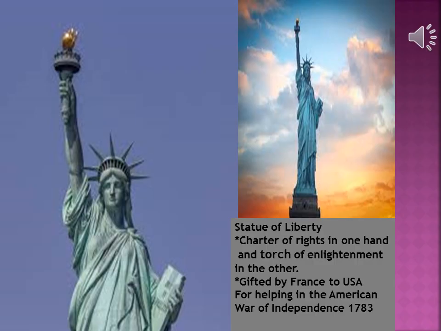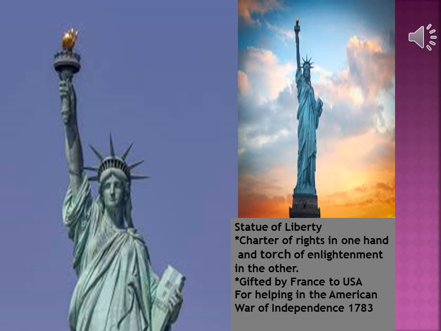The Statue of Liberty is not very clear in the previous slide, so let us see that clearly here. The statue has a torch of enlightenment in one hand and the Charter of Rights of Man, that is the Constitution, in the other. This statue was presented on the 100th birthday of the American Revolution in 1885 as a gift of friendship from the people of France to the people of US.